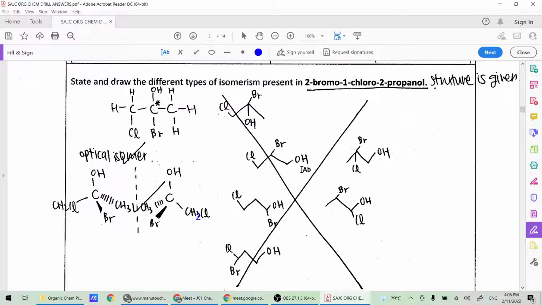Oh yeah, there's a bit of a mistake here. It's not a CH3Cl, it should be a CH2Cl. I don't think you will make this mistake, it's quite a glaring one. So it should be CH2Cl.